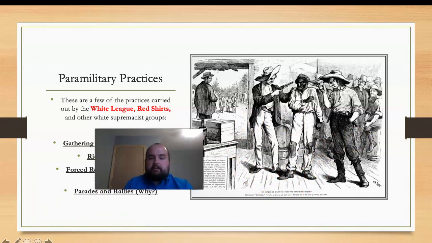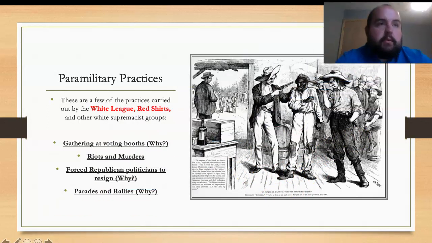Now, a couple of paramilitary practices you need to be aware of that both of these groups and others practiced. First off, they would gather at voting booths. Think of your cartoons from last time. Why would they do that? All right, I'll have a very short pause for this one because I basically already answered that if you didn't figure it out from the assignment. Naturally, if you get at the voting booth to intimidate people, they might not vote in the first place. The politician you like is going to win.